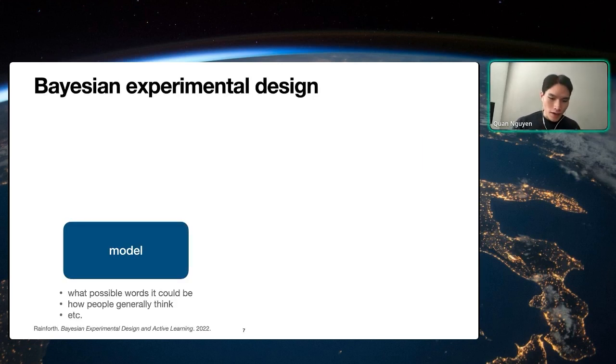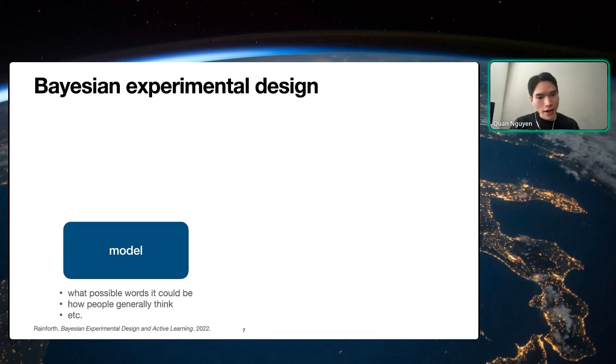So this is where the topic of this talk comes in, which is called Bayesian experimental design. And it's not a machine learning model. It's not a particular algorithm, right? It's more like a framework of how to make decisions under uncertainty.